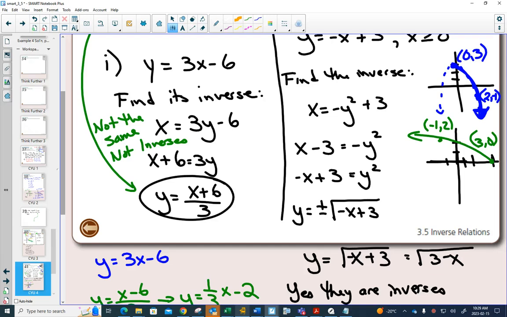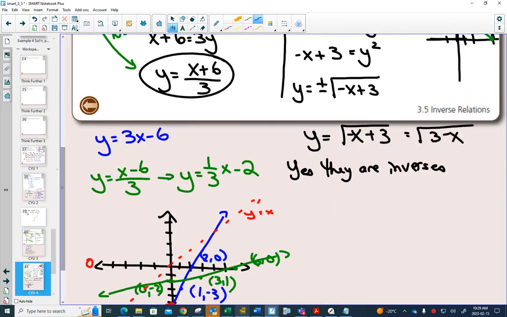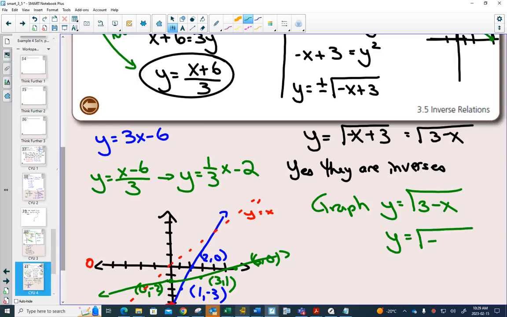If we wanted to prove it graphically, we would have to graph, which we've graphed the blue one already, but we would have to graph this negative x plus 3. How do you graph? I'm going to graph it in green. It would start like this. This is the equation they gave us. 3 minus x. 3 minus x is the same as negative x plus 3.